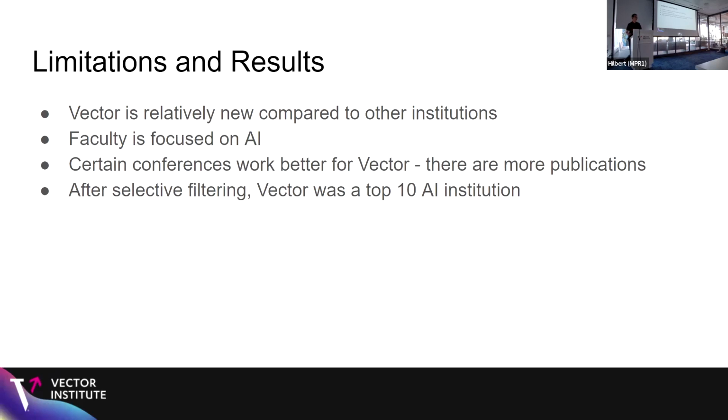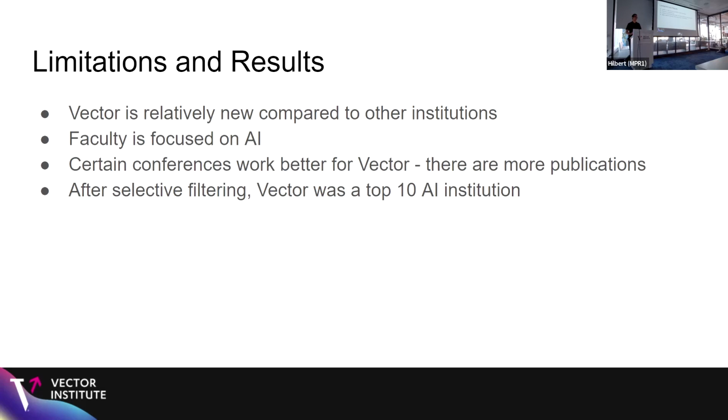The thing is, Vector is relatively new compared to these other institutions, which can be hundreds of years old. And Vector is obviously not hundreds of years old. So we had to filter publications over the last few years. This filtering led us to choose the years starting at 2017.